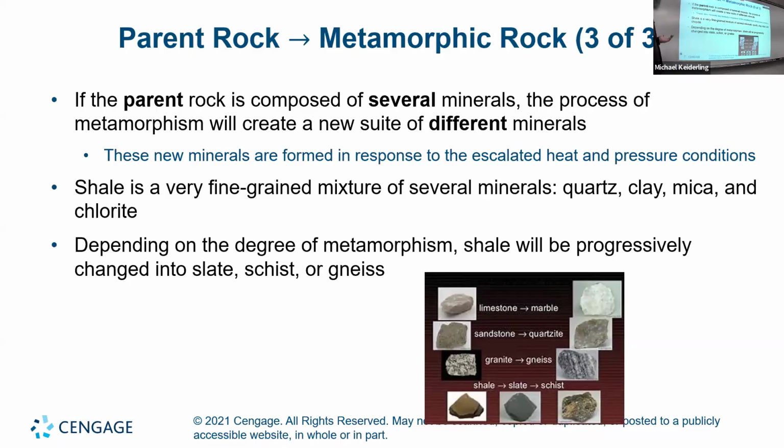Now, if the parent rock is composed of several minerals, the process of metamorphism can create a new suite of different minerals. These can be formed in response to the escalated heat and pressure conditions. We basically have ions from one mineral moving to another, minerals sharing chemical components with each other. For example, shale is a very fine-grained mixture of several minerals: quartz, clay, mica, and chlorite. Depending on the degree of metamorphism, shale can be progressively changed into slate, schist, or gneiss.